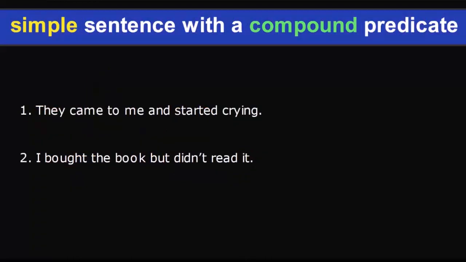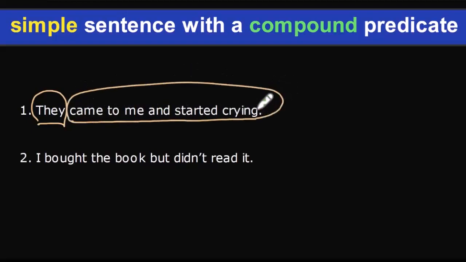Now, can you have a compound predicate in a simple sentence? Absolutely, yes, you can. Let me show you an example. They came to me and started crying. So here, the subject of the sentence is performing two different actions. There are two predicates here, but there is only one independent clause. We have a subject, which is they, and we have a compound predicate, which is came to me and started crying. Came to me is the first action that the subject performed, and started crying is the second action that the subject performed. But this is only one independent clause. It doesn't have more than one clause in it. So, they came to me and started crying.